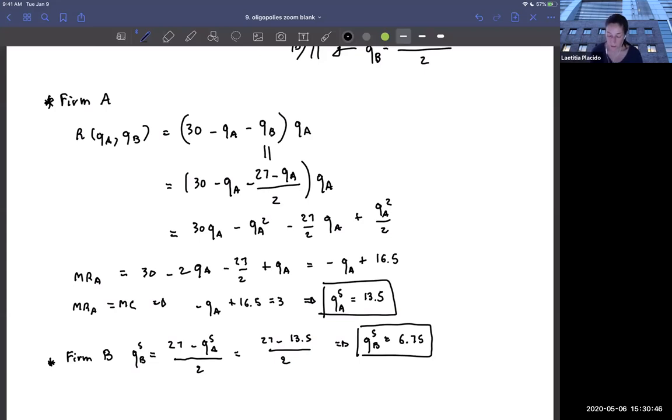So what is the total market quantity? Total market quantity in the Stackelberg equilibrium is going to be the sum of QSA and QSB, so that's 20.25. What is the market price? You just substitute 20.25 in the market demand, and so you get 9.75. So looking at the quantities, what can you tell about the profit here? Are the firms getting both the same profit as in the Cournot case?